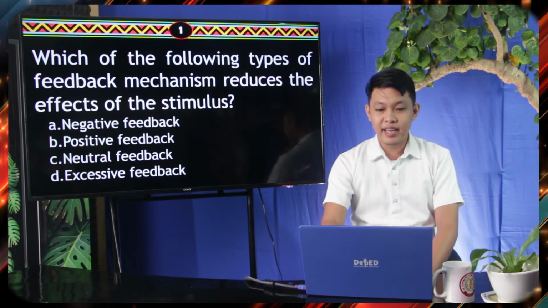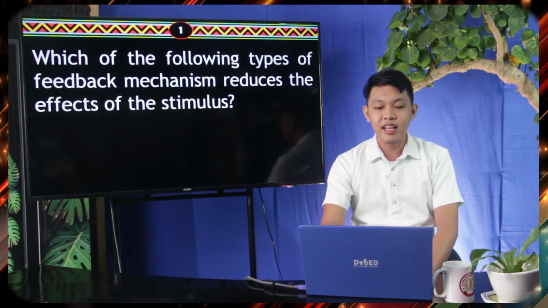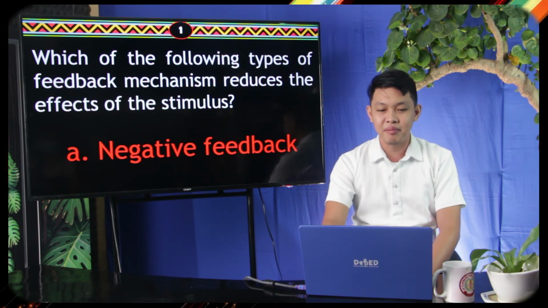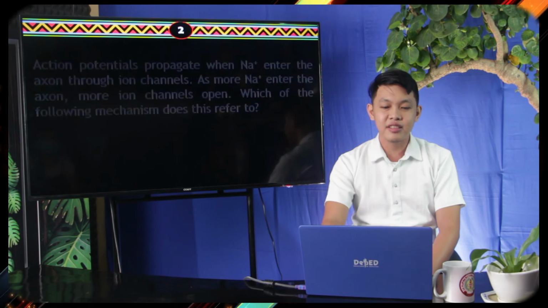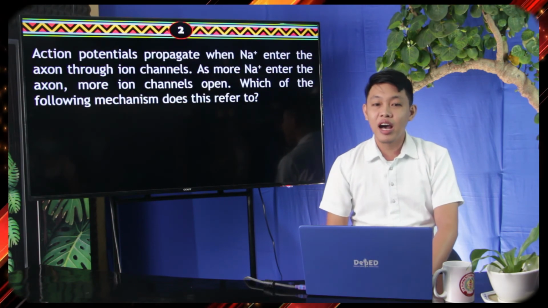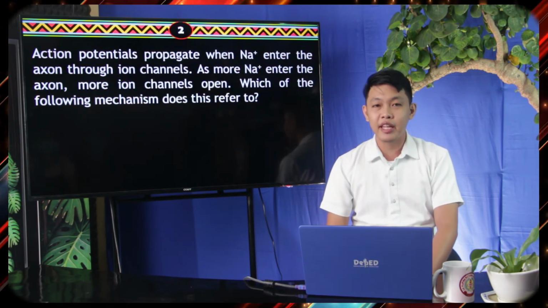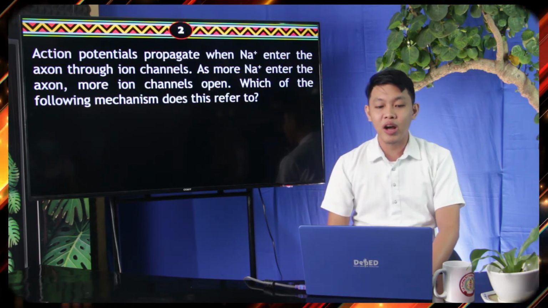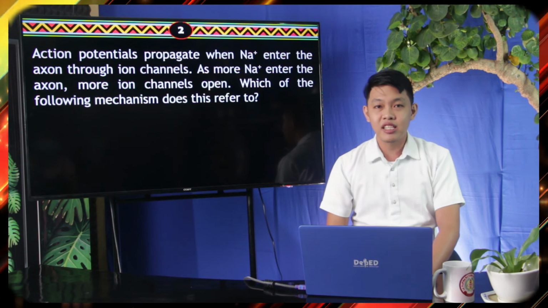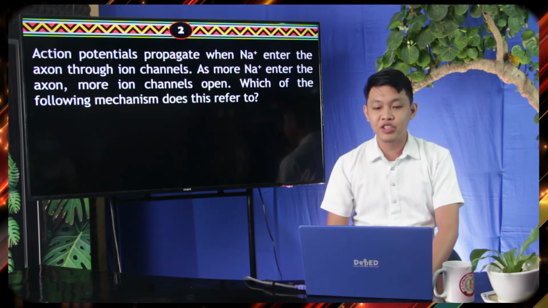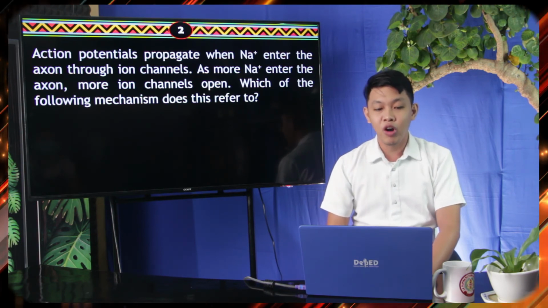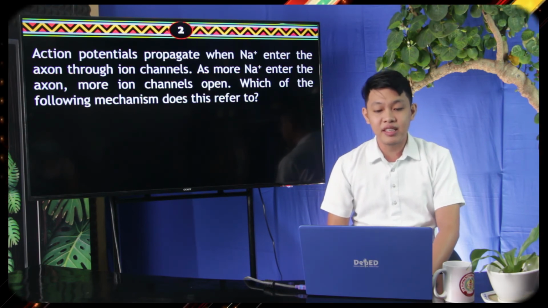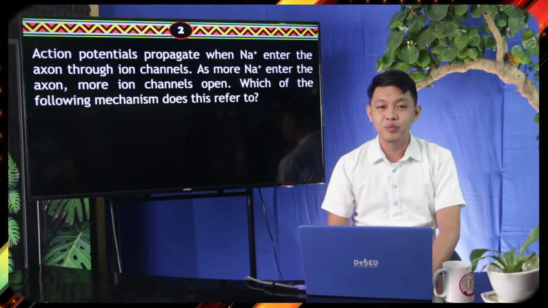Okay, the correct answer is letter A, a negative feedback mechanism. Next, for number 2, action potentials propagate when sodium ions enter the axon through ion channels. As more sodium ions enter the axon, more ion channels open. Which of the following mechanisms does this refer to?